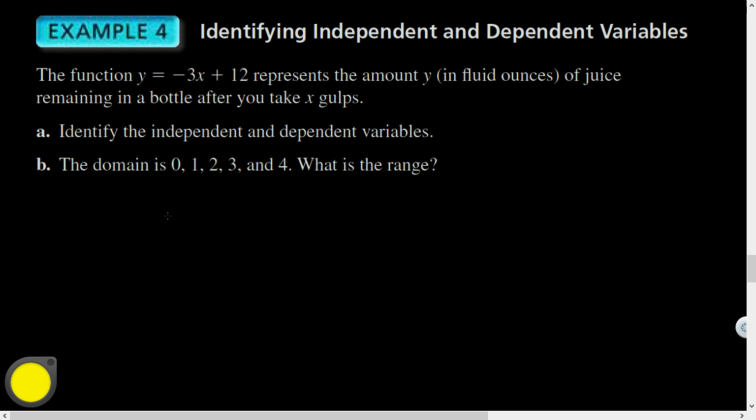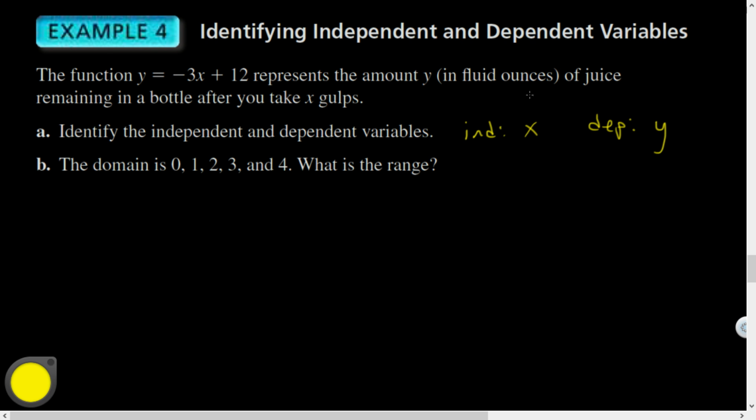I'm gonna be famous. Let's see, example 4, identifying the independent and dependent variables. The function y equals -3x plus 12 represents the amount y in fluid ounces of juice remaining in a bottle after you take x gulps. Okay, I believe it. Identify the independent and dependent variables. So let's see, which variable is independent? The x, the input, the number of gulps I take. And the dependent variable is going to be the number of fluid ounces left. So that changes depending on how many gulps I take.